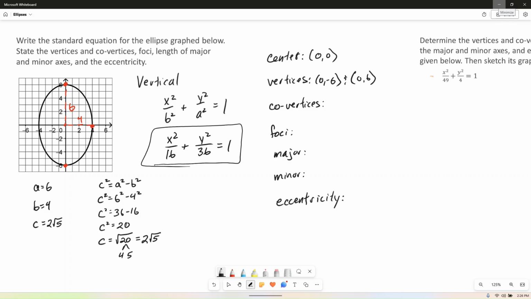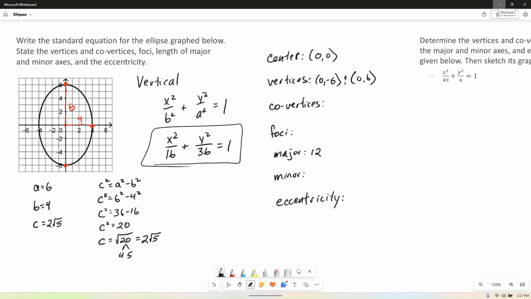Okay, so those are the vertices. They're the furthest points on the ellipse, the furthest points away from the center. Once we know the vertices, we can figure out the length of the major axis, because the major axis is the distance, or the line segment, from one vertex to the other. So how far is it from a -6 to a +6? Well, that's a distance of 12.